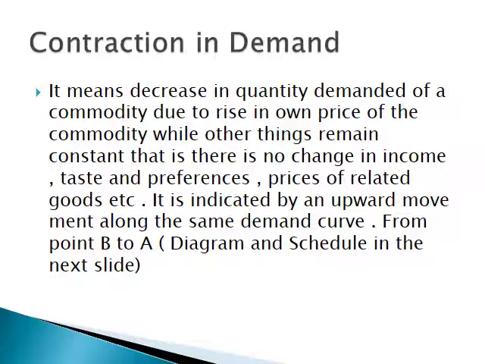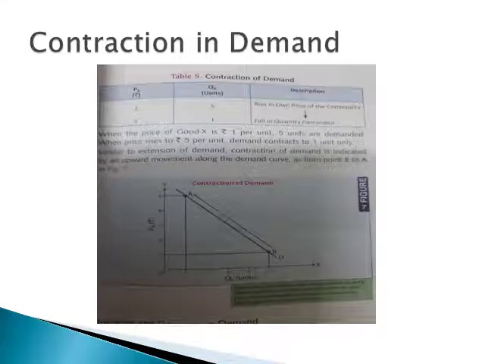Contraction in demand. As the name suggests, demand reduces. It reduces when own price of a commodity rises while other things remain constant. In this case, there is upward movement along the same demand curve, as is clear from the diagram. Now you look at the schedule and the diagram. Here in the beginning, price is 1 rupee, demand is 5 units, price rises to 5, demand contracts, it comes down to 1.